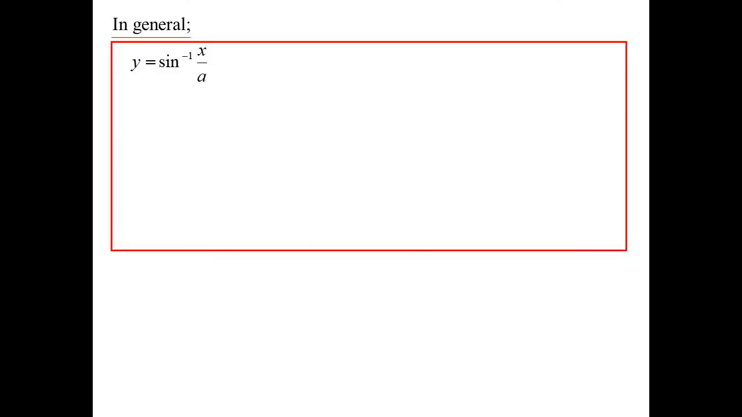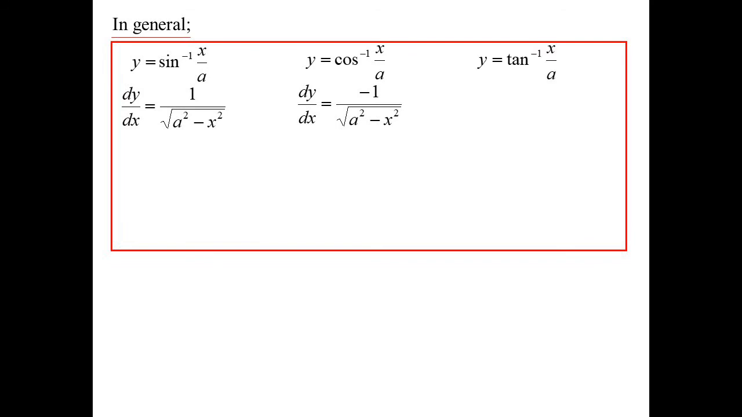Okay. So to summarise that and to generalise it at the same time, if it is a linear function, think of it as x on a. And if it's x on a, we'll get 1 over the square root of a squared minus x squared for inverse sine. For inverse cos, we'll get negative 1 on the square root of a squared minus x squared. And for inverse tan, we'll get a on a squared plus x squared. Now be careful, because notice these first two both have 1 on the top. The tan has a on the top.